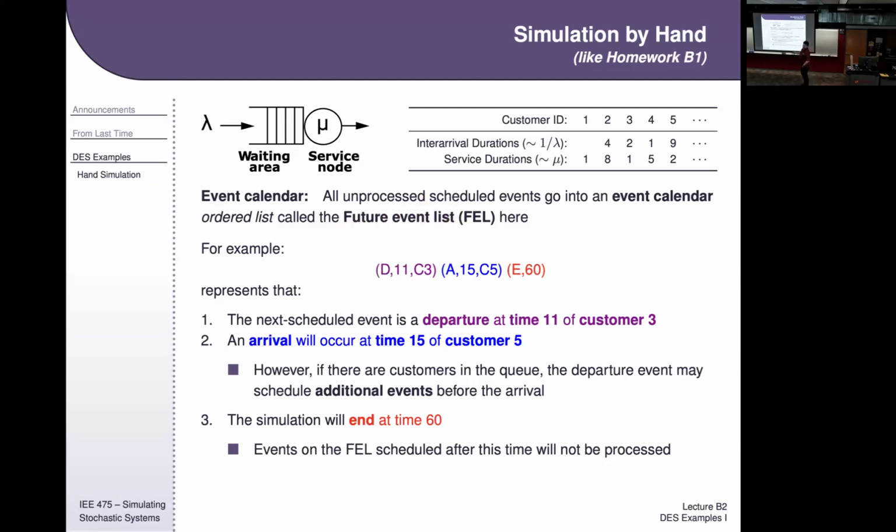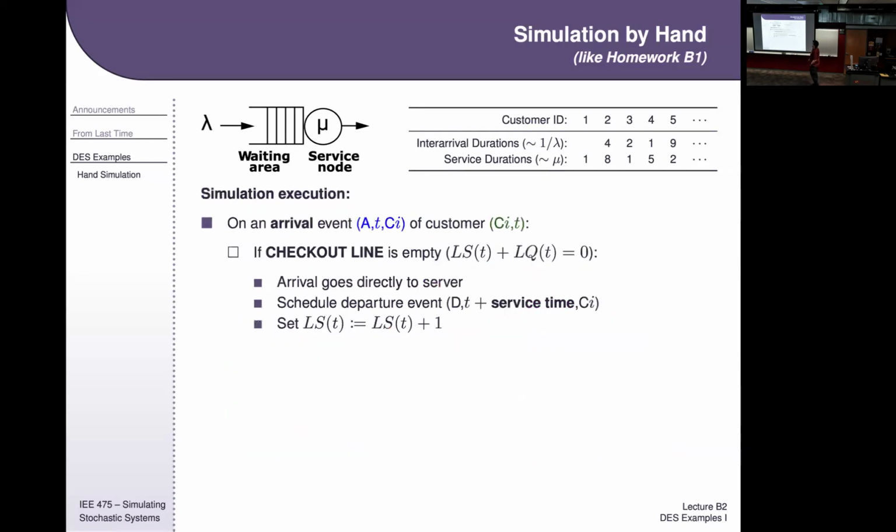So at any instant of time, at this instant of time, we have 3 events ahead of us. The end event, which is always going to be there until the end of the sim. There's a departure event of customer 3 at time 11, and there's an arrival event already scheduled at time 15 of customer 5. So that's how we would read that there. And that's kind of what's being represented here.